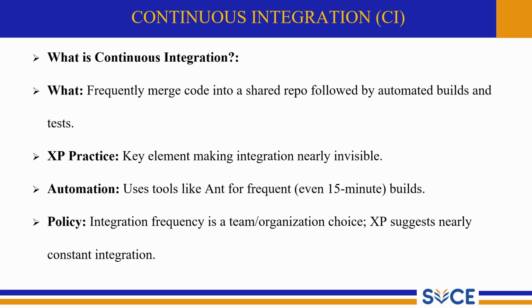In continuous integration, what is continuous integration? Continuous integration is a software development practice where developers frequently integrate or merge their code changes into a shared repository. Each integration is automatically tested to catch issues early. That is, frequent merges of code into a shared repo followed by automated builds and tests.